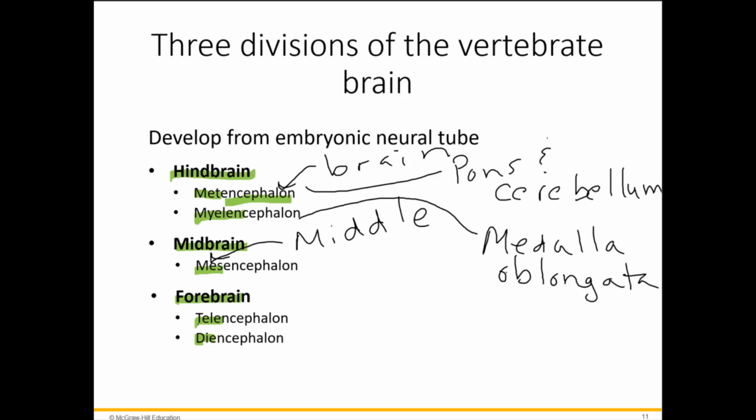And then in the midbrain, there's actually a couple of parts to this, which your book doesn't really talk about. I'll go ahead and mention them. They're the cerebral peduncle and the corpora quadrigemina.